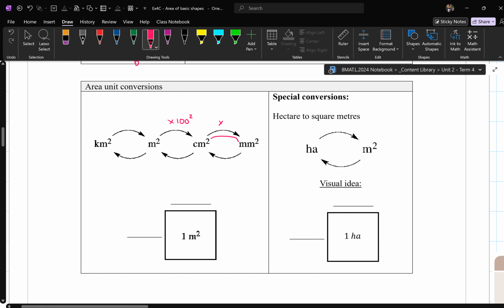Centimeters to millimeters, you normally times by 10, but because it's area units, it's 10 squared. Same thing when you're dividing. You divide from millimeters to centimeters, you would have to divide it by 10, but since it's area units, you have to do 10 squared.